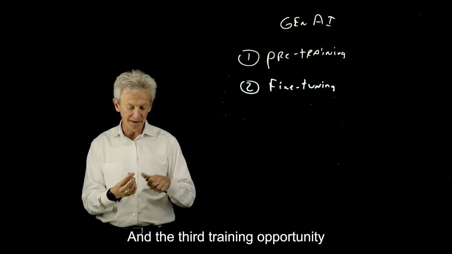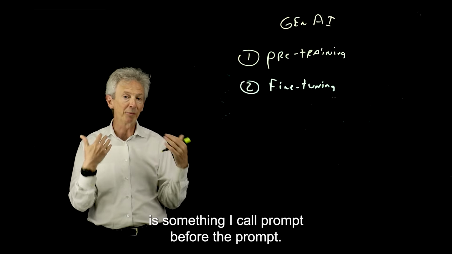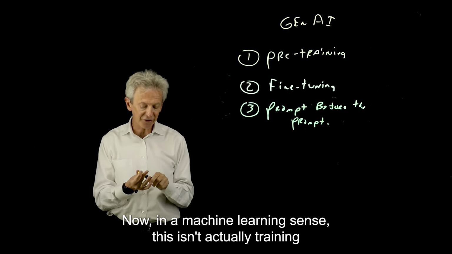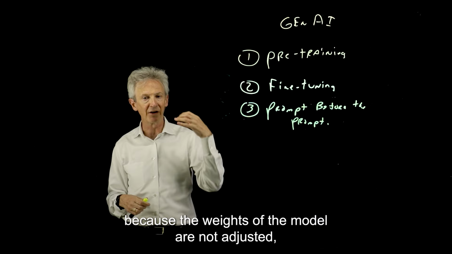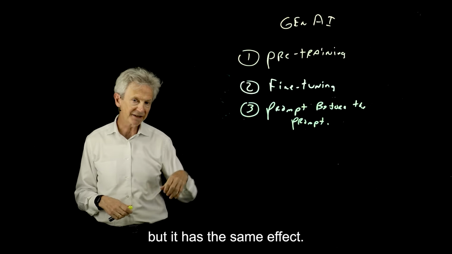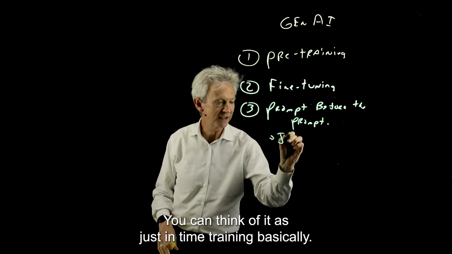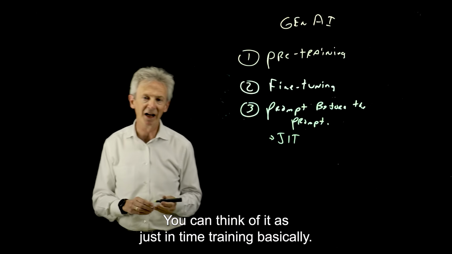And the third training opportunity is something I call prompt before the prompt. Now, in a machine learning sense, this isn't actually training because the weights of the model are not adjusted, but it has the same effect. You can think of it as just-in-time training, basically.